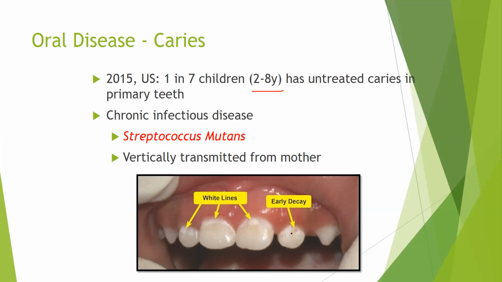Here's some signs of early decay. You can also see the white right here. This is plaque buildup and starting to break down the enamel. Chronic infectious disease is one of the results of chronic dental caries. The chief bad actor here is Streptococcus mutans, which is vertically transmitted from mother to infant.